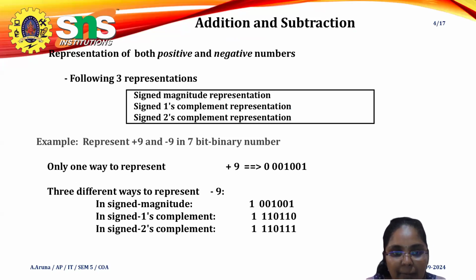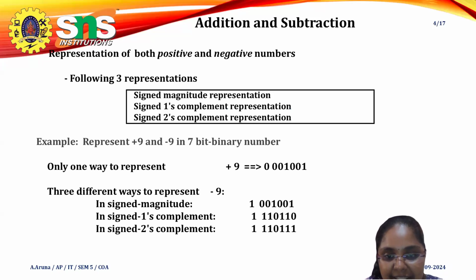For example, I'm taking the 7-bit representation for +9 and -9. If it is a positive number, there is only one way of representation. We write it from the LSB. The value of 9 is 1001. That is represented over here, and the empty bits are filled with 0. The last bit, the MSB, the 7th bit, we consider as the sign bit. Here it is a positive sign, so I put it as 0. This is how a positive number can be represented.